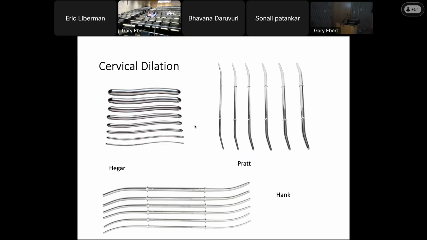But when you're in the OR doing it, there are different types of dilators to use, and it's important to know the different ones. I personally prefer the Hagers. The other ones, I've associated more with perforation. A way to remember: the Hanks on the bottom are like shanks, Hank for shank. They could be sharp at the end. The Hagers are shaped like cigars. And then there's the Pratts.